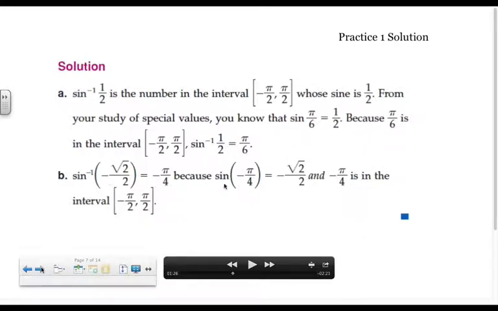And then this one is negative pi over 4 because negative root 2 over 2 is negative pi over 4. Now, I know most of you want to say 7 pi over 4, but that's not in this interval. And if you think about the unit circle, if I go backwards pi over 4, it's the same thing.